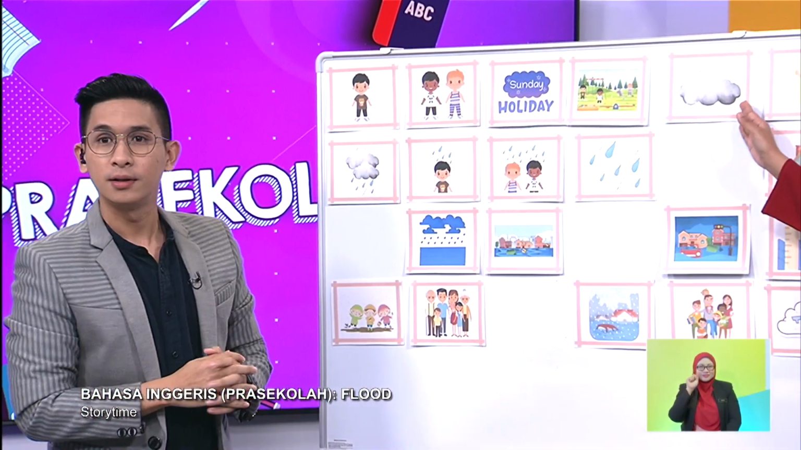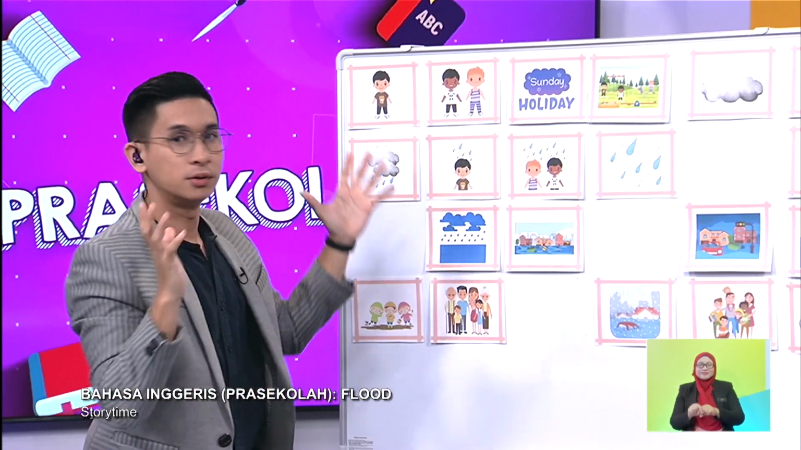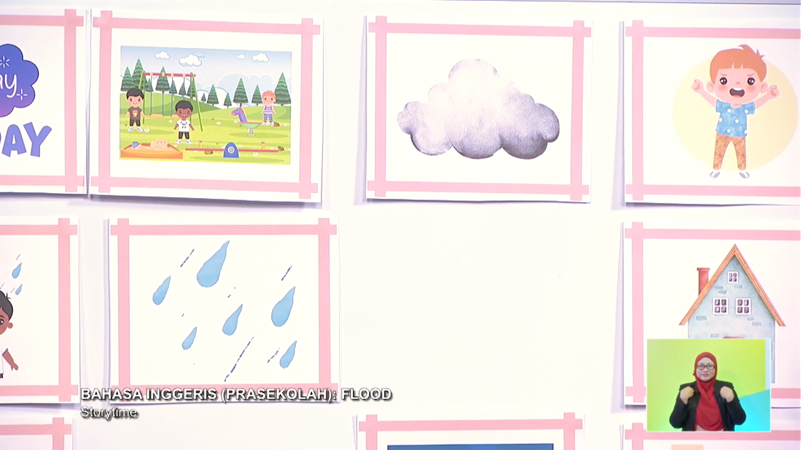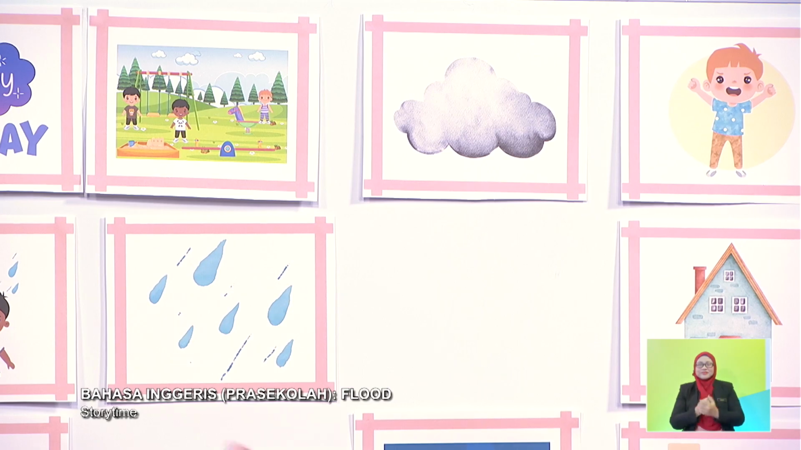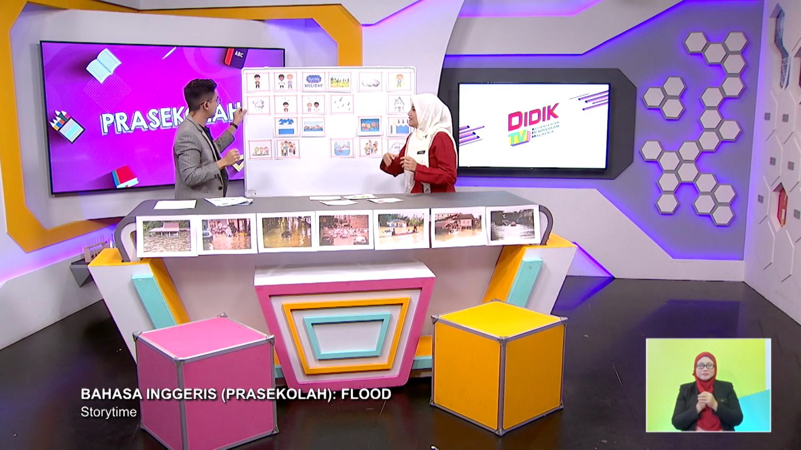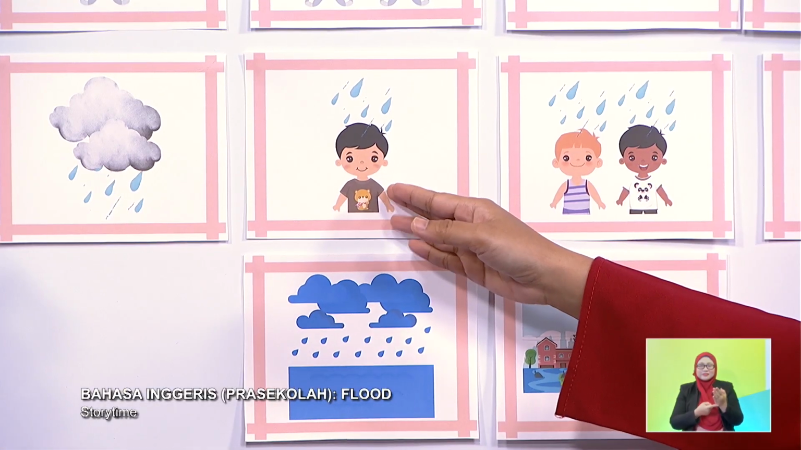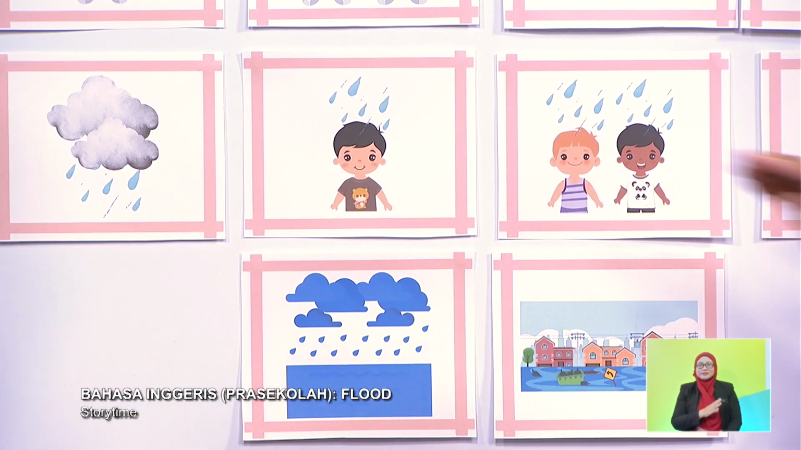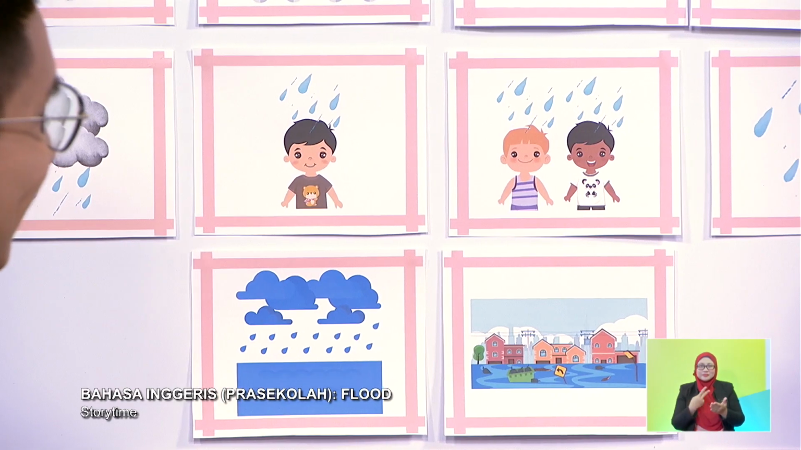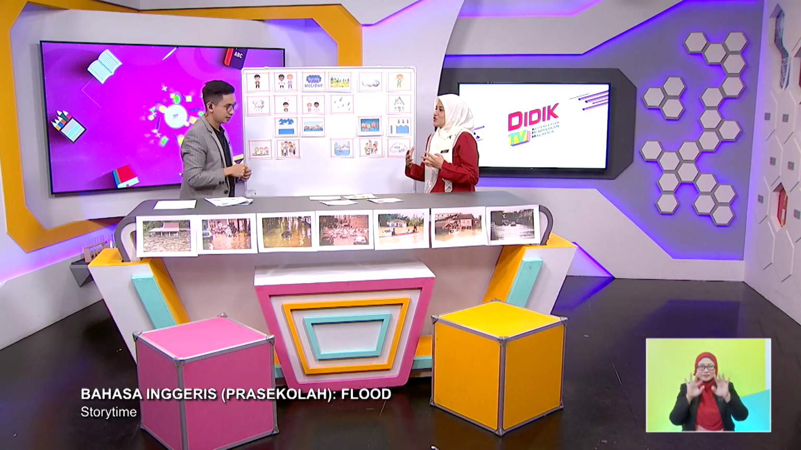Then suddenly they saw big dark clouds. So what did they do? They shouted. Yes. The rain is coming. And they started running. The raindrops fell on Jimmy's head, fell on his friend's head, and the rain is getting heavier and heavier. So?